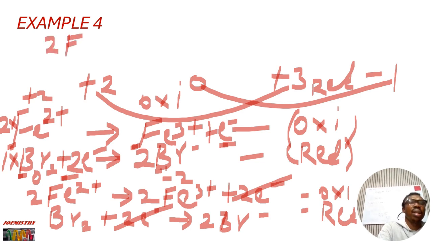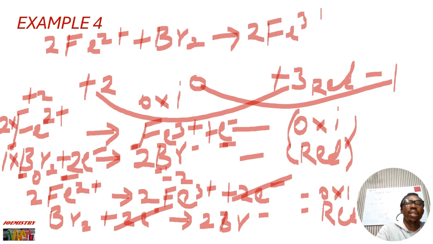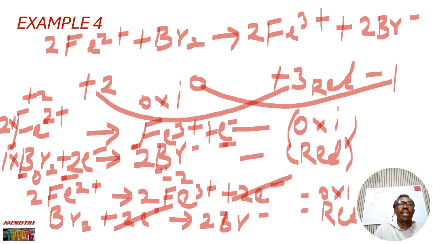2 Fe2 plus plus bromine. So we'll add the reactant of the oxidation half cell to the reactant of the reduction half cell. Then you have the product of the oxidation half cell added to the product of the reduction half cell: 2 moles of Fe3 plus plus 2 moles of bromide ion. So this is the balanced ionic equation. So it's as simple as what?